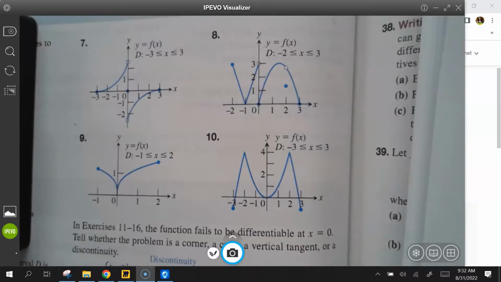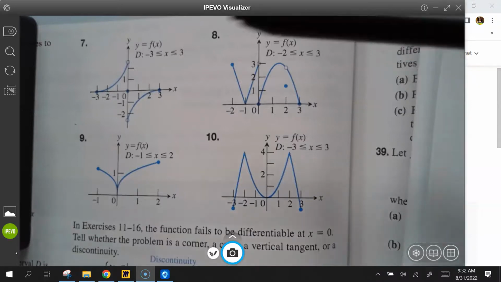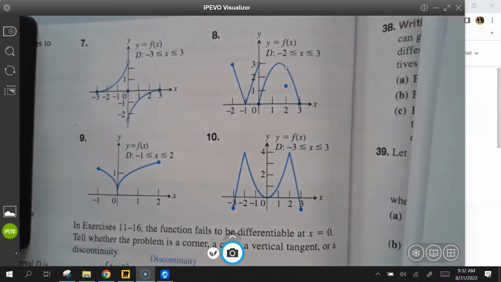It's definitely not continuous, right? It's got a jump discontinuity. We agree. Even though this is filled in here, it still hasn't removed the discontinuity altogether, so I can't say that it's removable. So it is a jump. So then it asks, is it differentiable? What do you think?